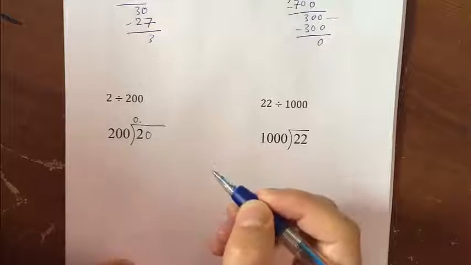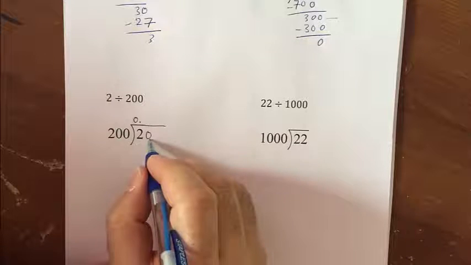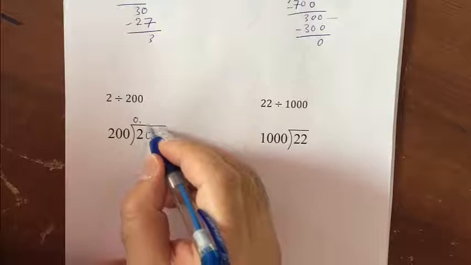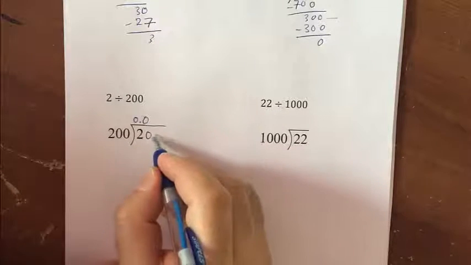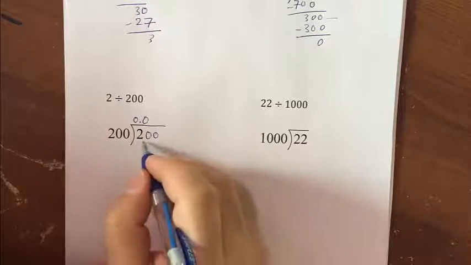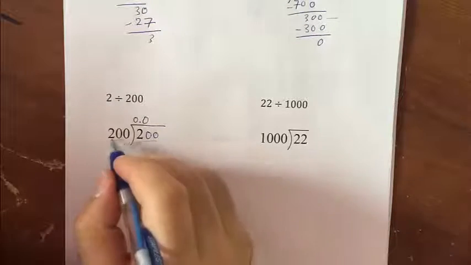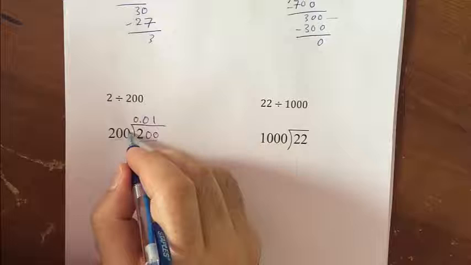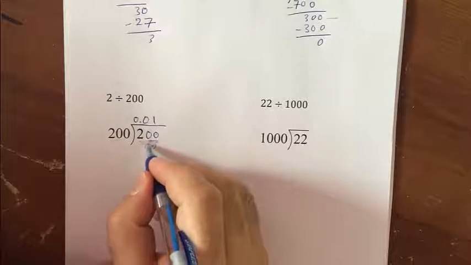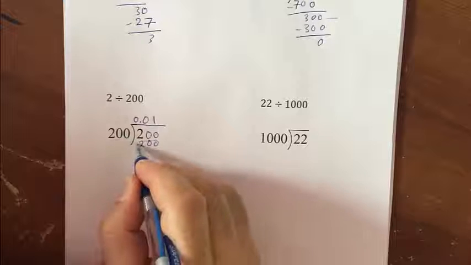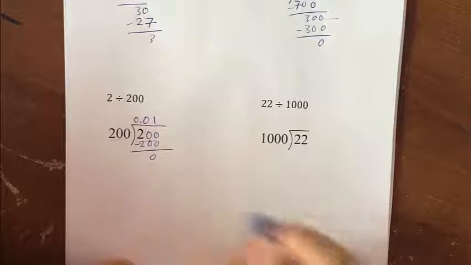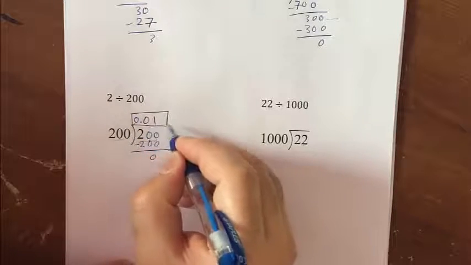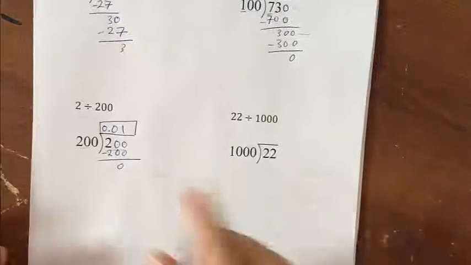Now we are allowed to put a 0. Still 20 is not bigger than 200, right? You want to make it bigger, so you are not allowed to put another 0 here, but what you can do is put a 0 at the top and a 0 over here. Now this is 200, this is 200. How many times does 200 go into 200? Once. So 1 times 0 is 0, 1 times 0 is 0, 1 times 2 is 2. You subtract it and you get 0. So the answer is 0.01.